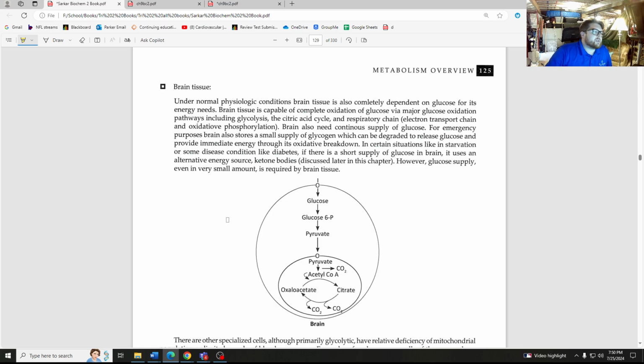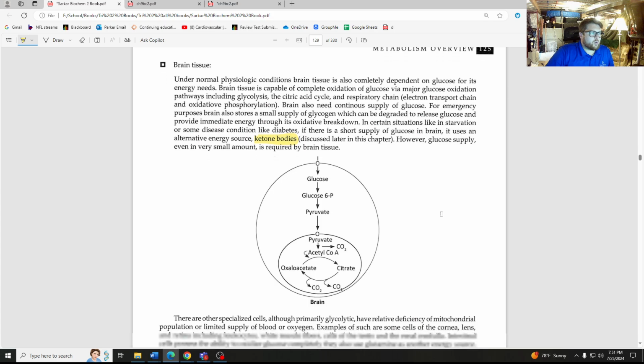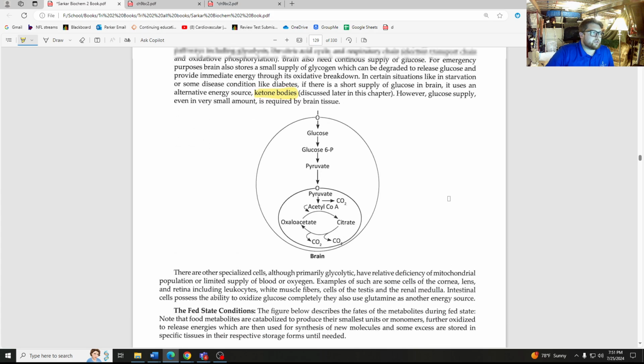For emergency purposes, the brain also stores a small supply of glycogen, which can be degraded to release glucose and provide immediate energy through its oxidative breakdown. In certain situations, like in starvation or some disease conditions like diabetes, if there's a short supply of glucose in the brain, it uses an alternative energy source, ketone bodies, discussed later in this chapter. However, glucose supply, even in very small amounts, is required by brain tissue.